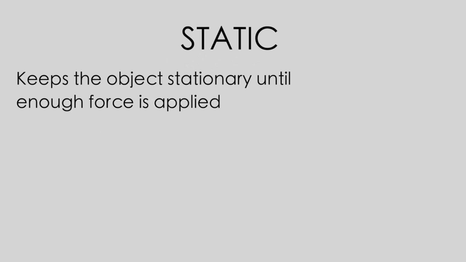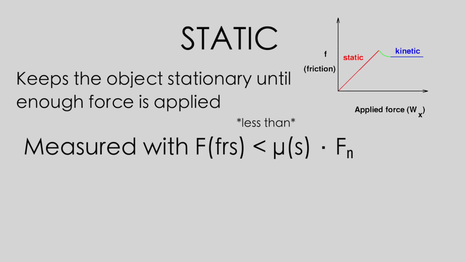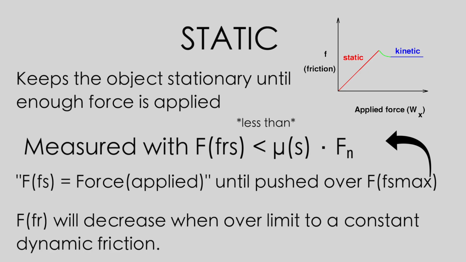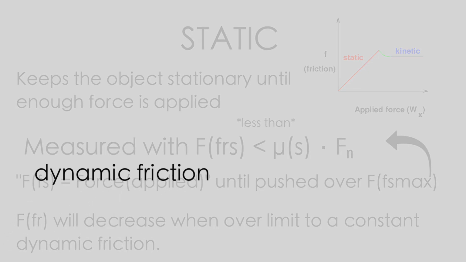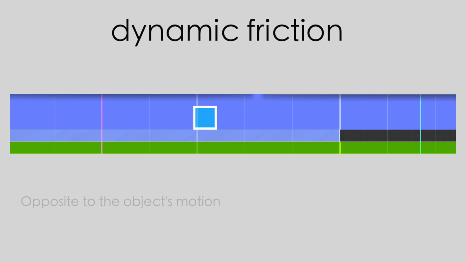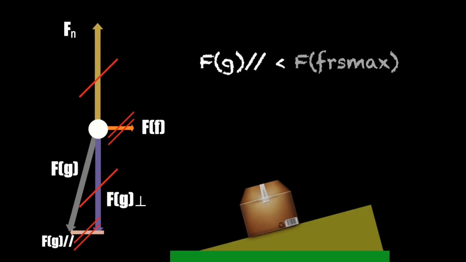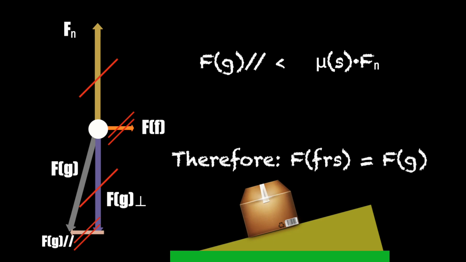Static friction is what keeps the object stationary until a sufficient amount of force is applied, measured with static friction force equals the coefficient of static friction times force normal. Fs is equal to the force applied until pushed over the limit of Fs max, where the friction force will dramatically decrease to a constant dynamic friction. As mentioned before, dynamic friction is the force of friction opposite to the object's motion. In the previous example, we can determine that the parallel weight of the box is smaller in value than the static friction force, which is why the box is motionless.